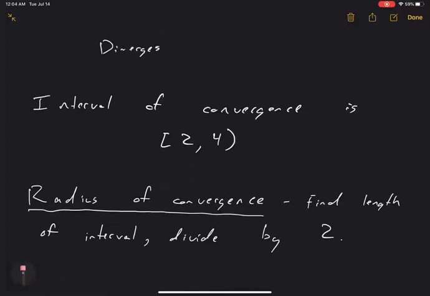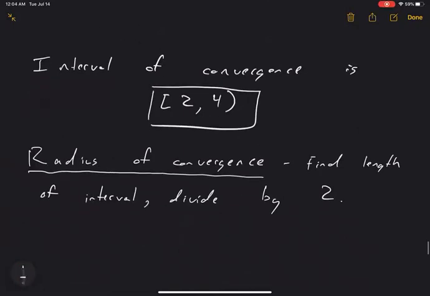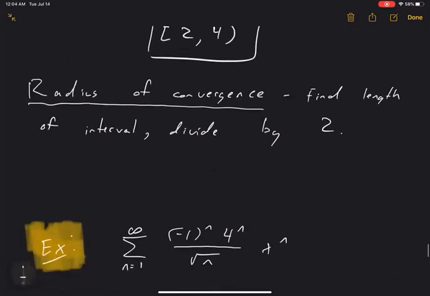What's the radius of convergence? Well, I'm just going to find the radius of convergence, it's really easy. I'm going to take my interval of convergence. How long is that interval? Well, it's 2 units long, right? I'm going to take that number and divide it by 2, and that gives me my radius, okay?